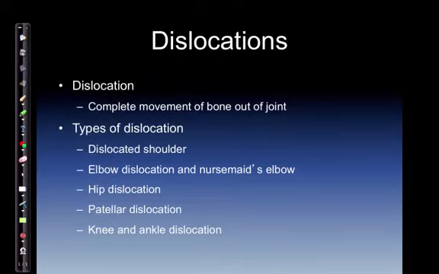Types of dislocation: dislocated shoulders, elbow dislocations, nursemaid's elbow. This generally occurs in children, a form of radial subluxation with a tear to the annular ligament. Hip dislocation, most often due to direct trauma. Patellar dislocation can be either acute, resulting from trauma, or chronic. People all the time go around and their patella will just kind of dislocate. Knee dislocation occurs with the displacement of the tibia and femur. And then an ankle dislocation. Dislocation of any one of 57 articulations.